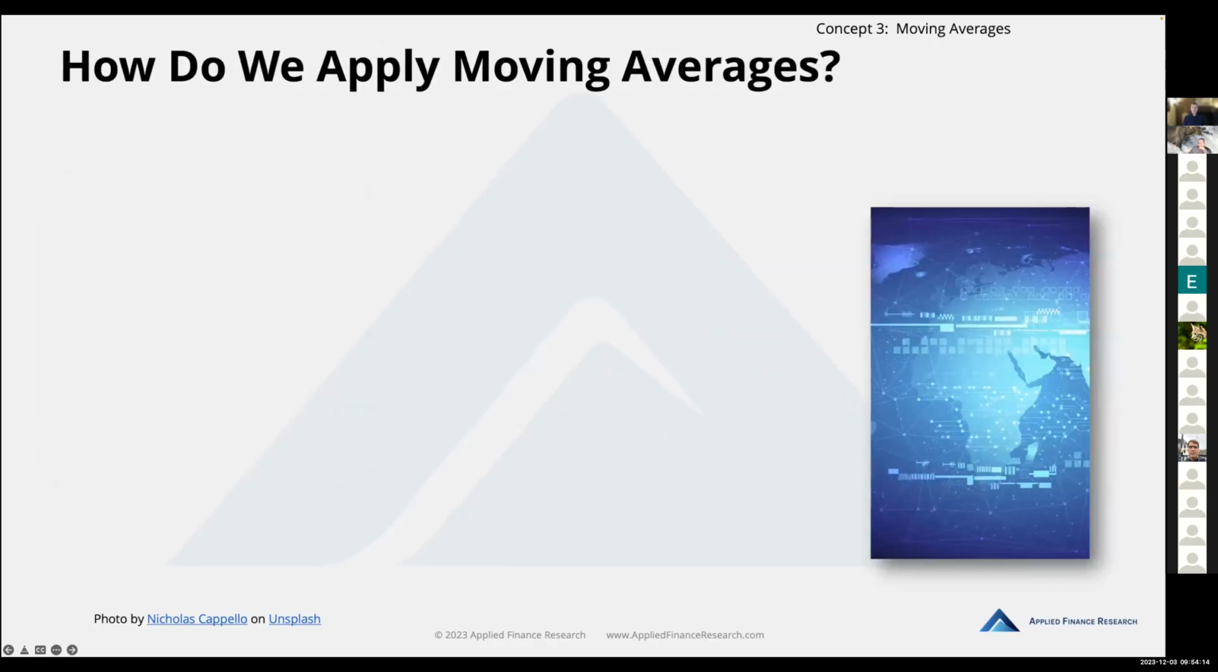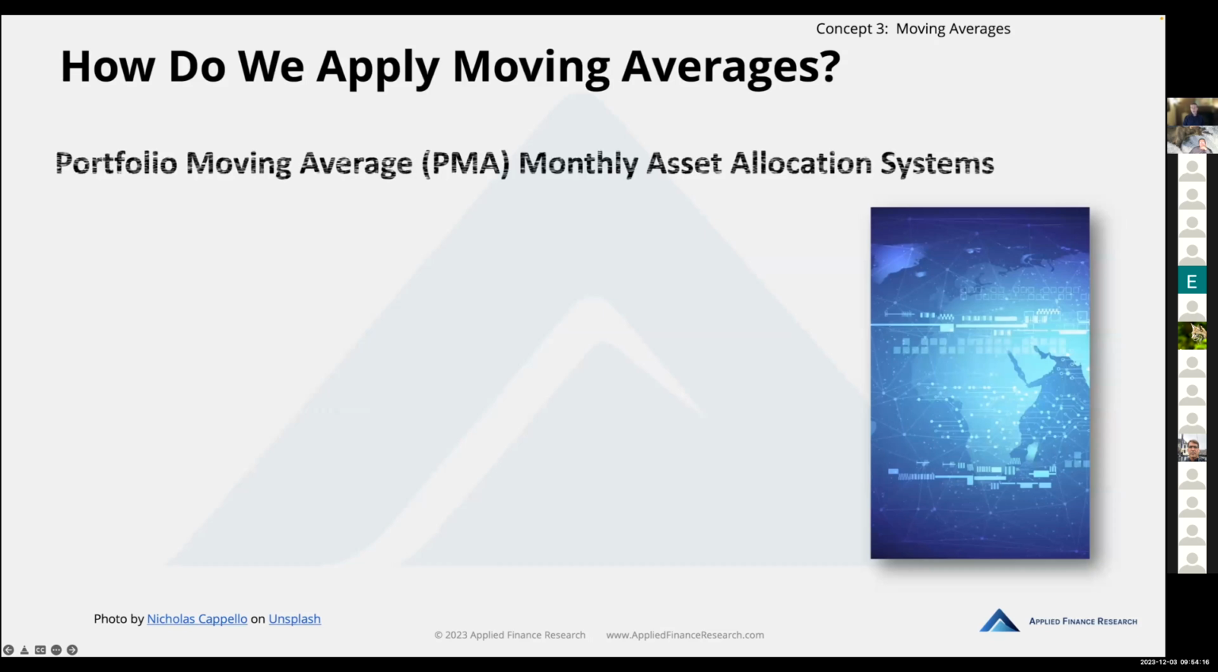So how do we apply moving averages? We have monthly asset allocation systems. We call them portfolio moving average systems, and they are driven solely by the concept of momentum. They're very simple systems that generate very powerful results. And in these systems, moving averages help us in a number of ways.